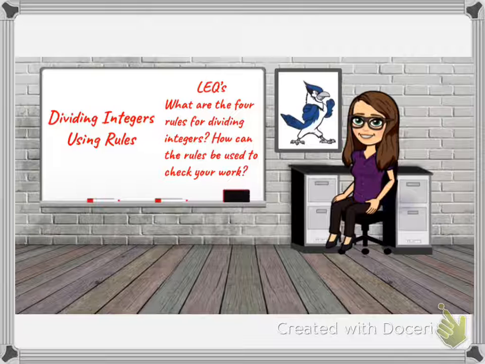We are going to talk about dividing integers using our rules today, and you are going to find this is almost a review of yesterday's lesson where we did multiplication with integers. Our LAQs are: what are the 4 rules for dividing integers, and how can the rules be used to check your work?